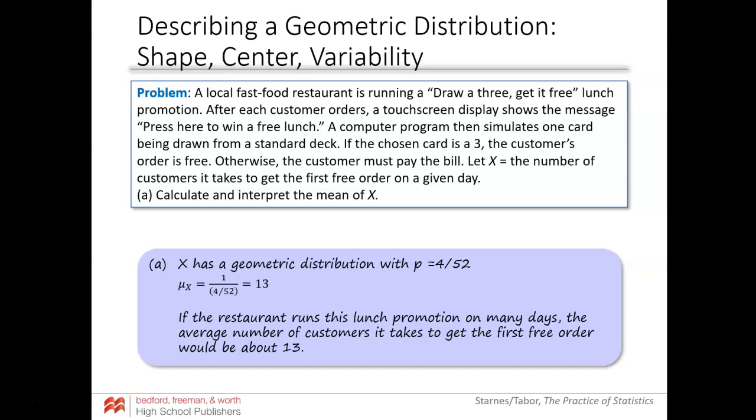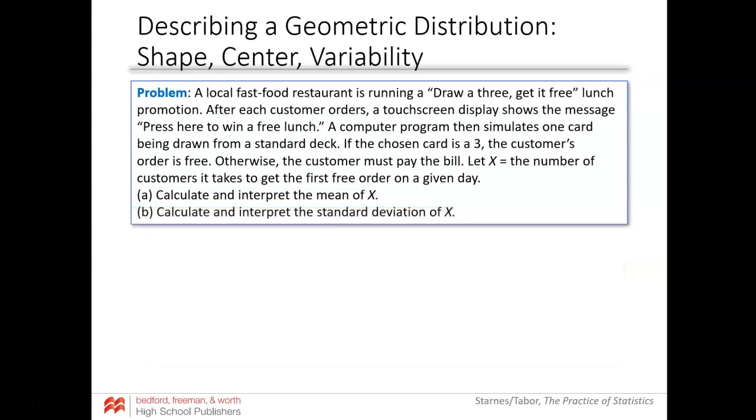So on any given work day, in general, over the long run, after the 13th customer, you'd be like, boop, we should have had a free meal by now. Again, that's in general over the long run on average, many trials.